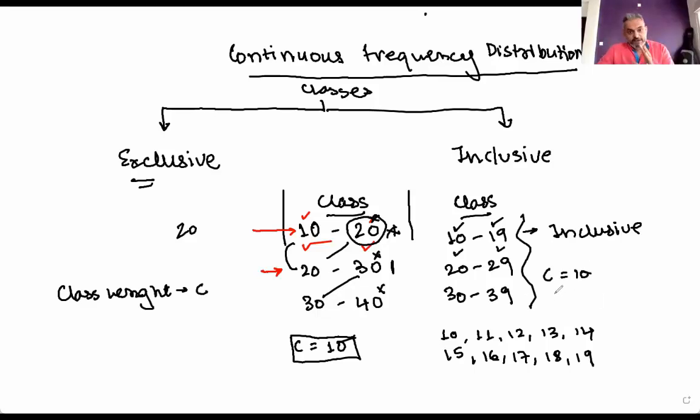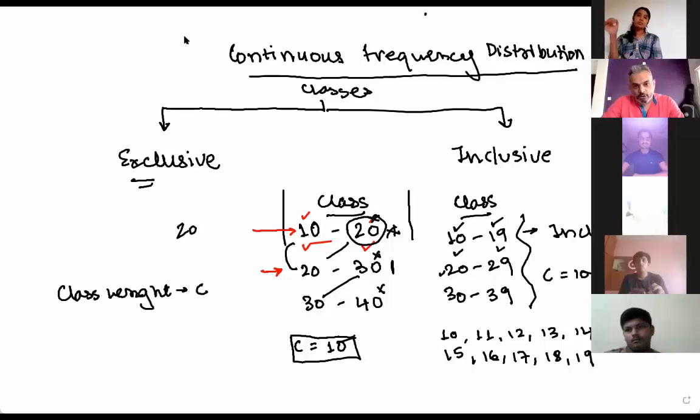The difference is, here 20 is excluded, here 19 is included in this class, and in the next class 20 is included. So the frequencies and the tally marks are going to remain the same for both. It's just a different kind of presentation. I hope you all are clear with this concept of inclusive and exclusive.